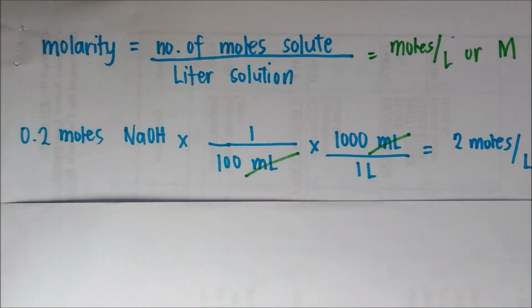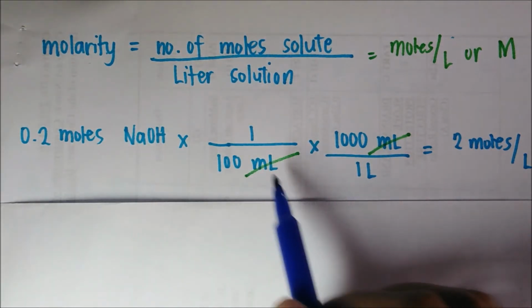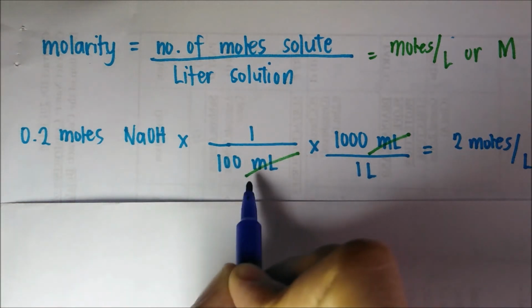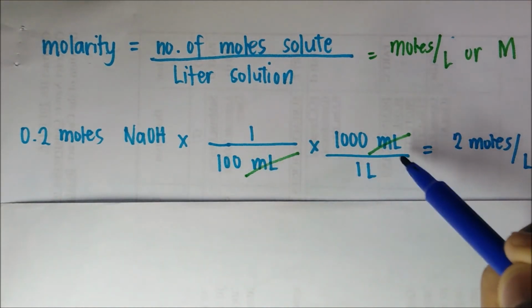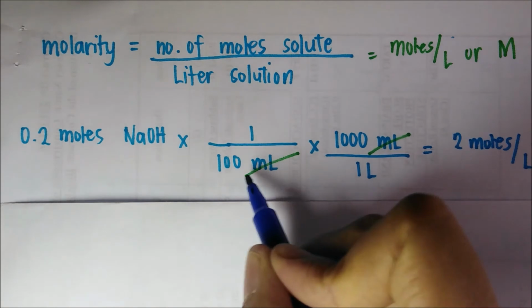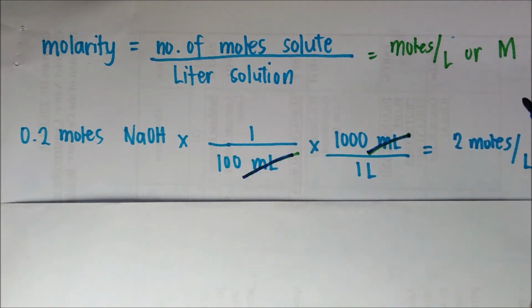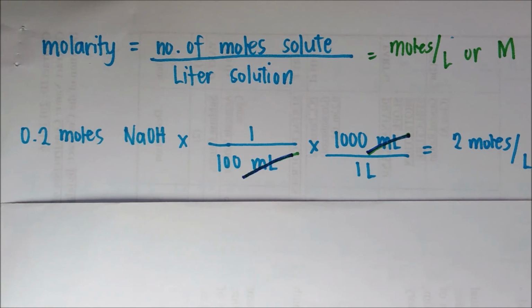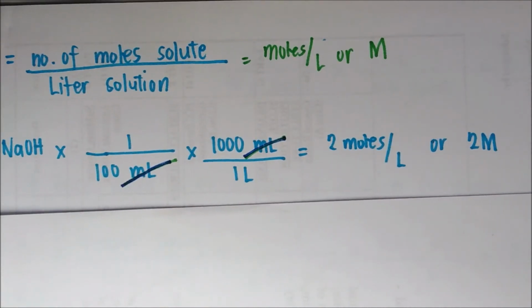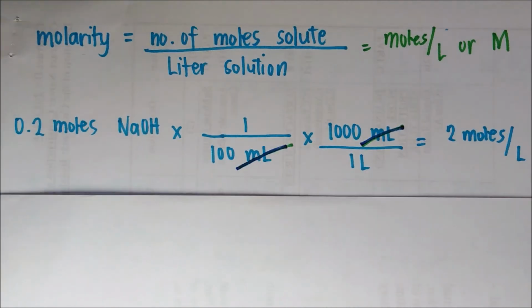In the problem, we are given 0.2 moles of sodium hydroxide in 100 milliliters solution. So we write now the number of moles and then the liter solution. Remember, we need to convert our unit so that we'll have liters. So 100 milliliters, we convert that to liters, so I could cancel my milliliters. So I have now my final unit. You multiply and then you divide. So you have 2 moles per liter or 2 M. The answer can also be expressed that way.